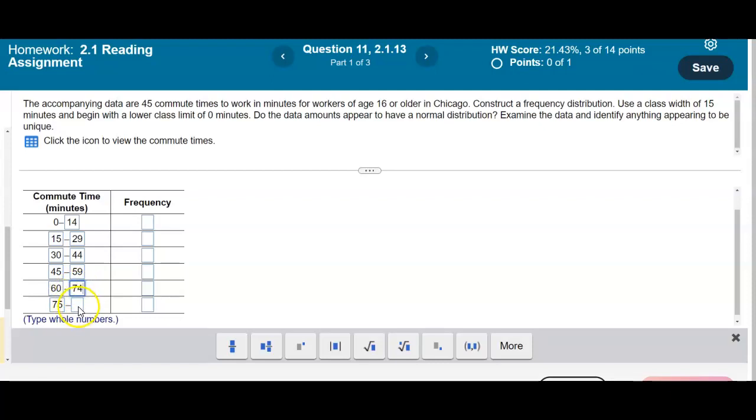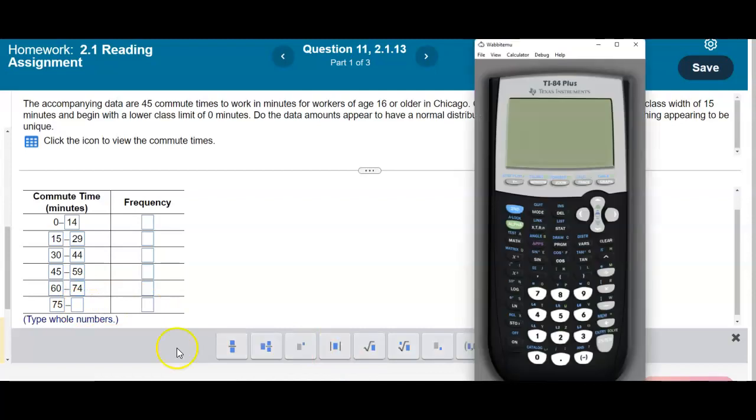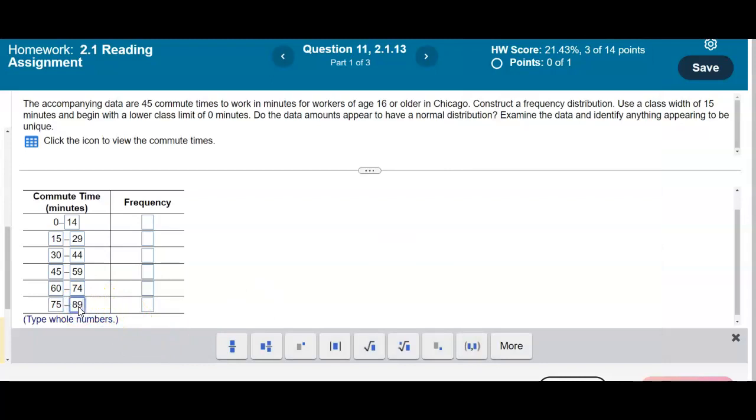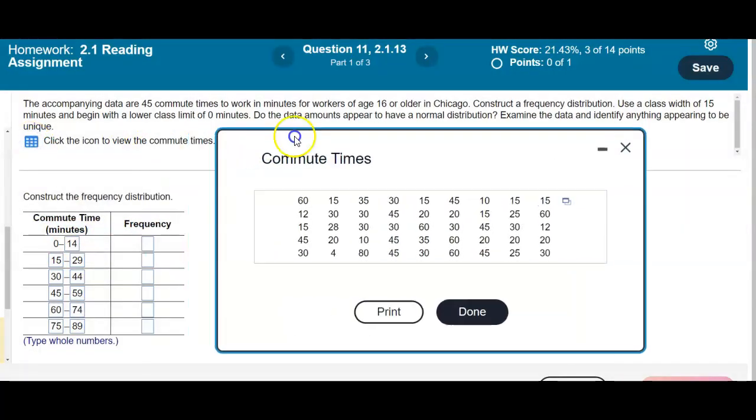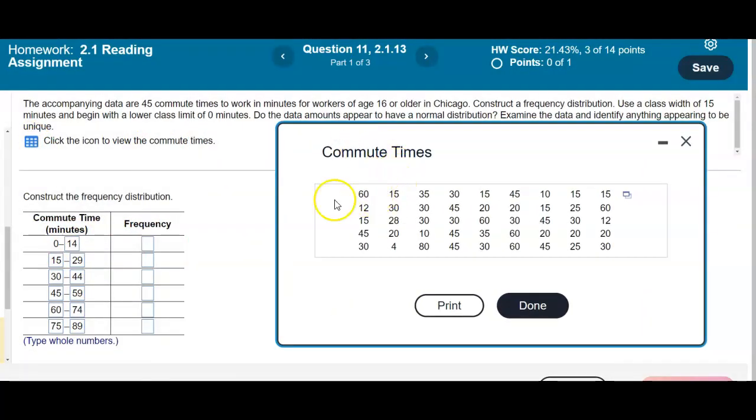Now, how are we going to figure out what this number is? Well, we just need to add the class width. So if we take 74 and add 15, that gives us 89, which represents the upper class limit. Now we need to find the frequency of those classes. So we're going to click on the table here, and find out how many we have between 0 and 14.